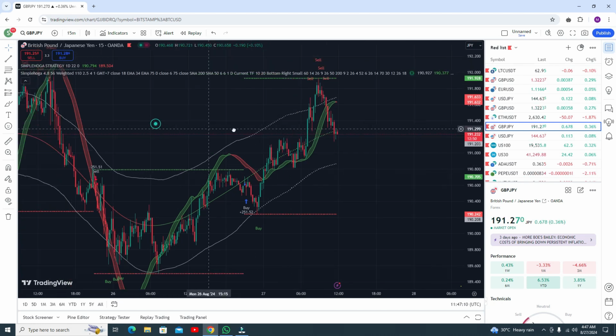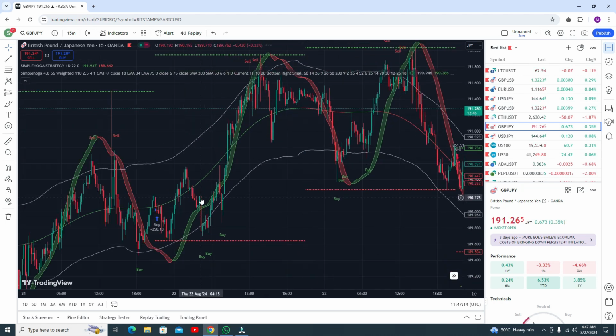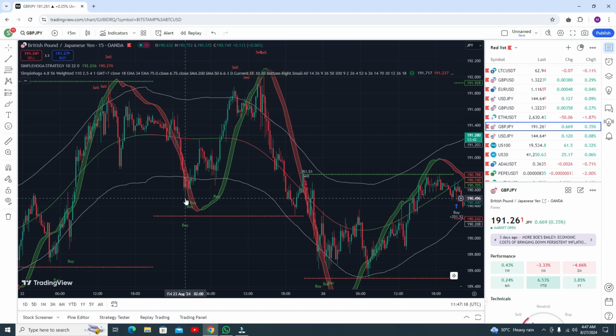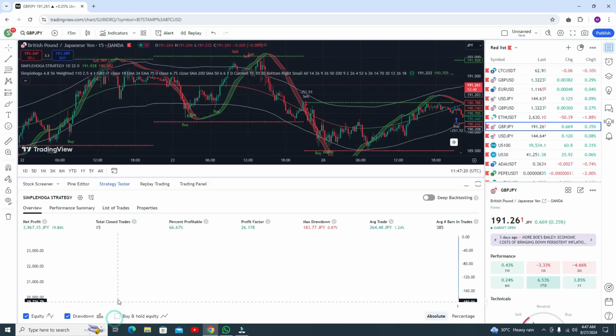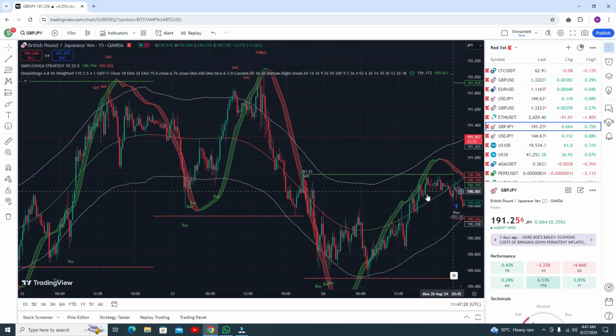Okay, let me show here where we got the buy signal. You can see profitable, and this one another profitable. If you go to the strategy tester, the accuracy is around 66%, around 70%, and that is actually a very good accuracy. Okay, I show you all the results.